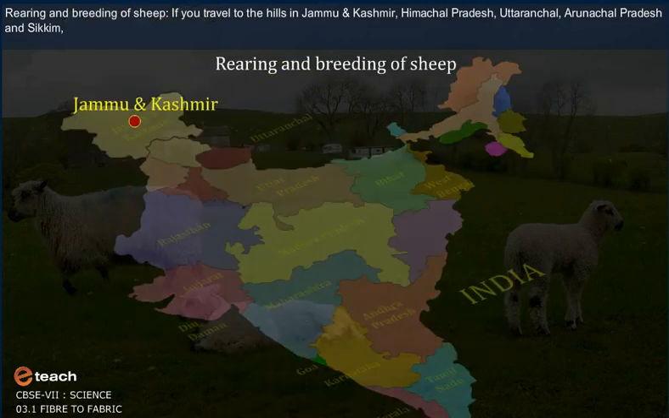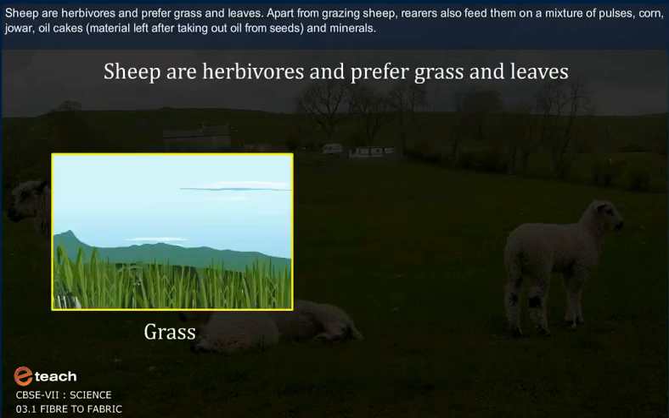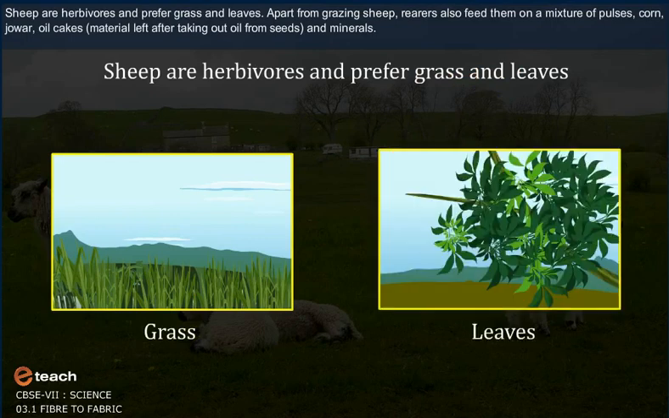If you travel to the hills in Jammu and Kashmir, Himachal Pradesh, Uttaranchal, Arunachal Pradesh and Sikkim, or the plains of Haryana, Punjab, Rajasthan and Gujarat, you can see shepherds taking their herds of sheep for grazing. Sheep are herbivores and prefer grass and leaves.